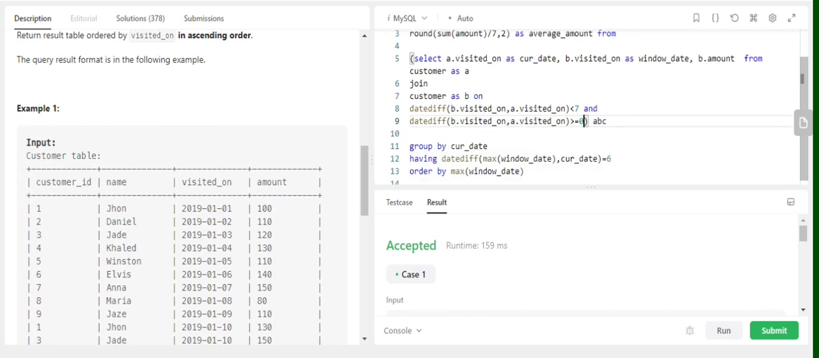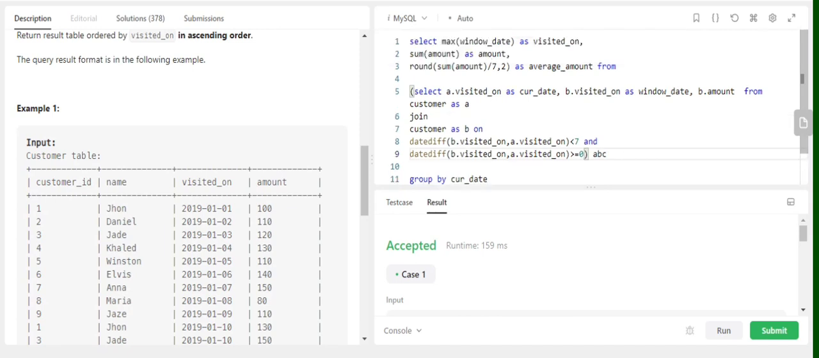Now, the next part is a bit difficult, a bit tricky to understand. The first step was that we are doing a self join on the special condition. The next part is that we are taking the results of the subquery and doing a group by over the current date. Current date is basically a.visit date. In the group by, we are calculating the max window date. So if you are standing at 1, and we have already joined with the window day, the max window day would be 7.